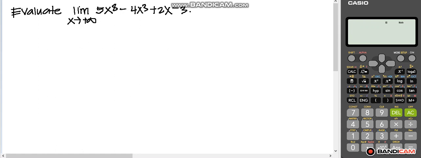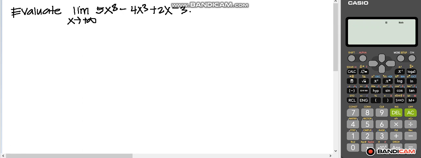So, ang ibig sabihin lang nito class, titignan lang natin yung leading term and then tatanggalin na natin yung ibang terms since they are becoming obsolete for large or small values of x. Okay? And then, sapat na yon to describe the behavior of the function. So, given the limit of 5x raised to 8 minus 4x cubed plus 2x minus 3 as x approaches positive infinity, ano kaya yung magiging sagot dito?